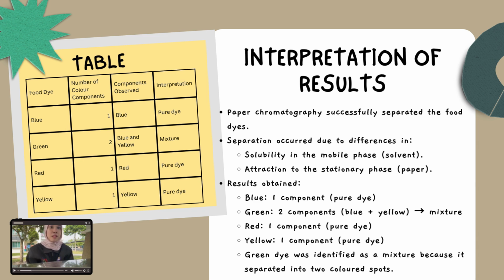From our result, the blue dye shows only one color spot, indicating that it is a pure dye. The red and yellow dyes also produce one spot each, meaning they are pure substances. However, the green dye separates into two different color spots, which were blue and yellow. This shows that the green dye is actually a mixture of two different dyes rather than a single pure compound.